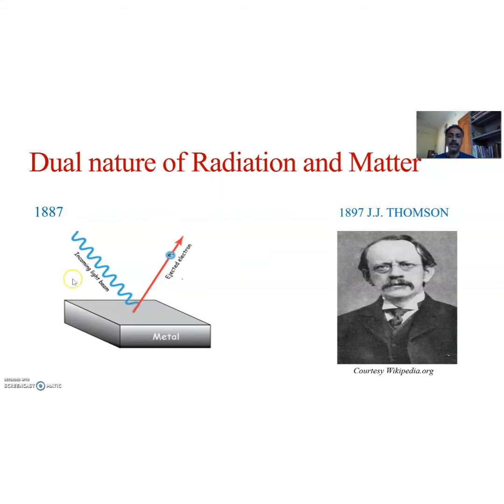So what they did, they allowed the ultrasonic or the high frequency radiation to fall on the metal surface. From the metal surface, negatively charged particles are ejected out. Stream of negatively charged particles. Later it was identified as stream of electrons. So this is the experiment done by different scientists like Hertz, Lenard and Hallwachs. In 1897, J.J. Thomson invented the electron.